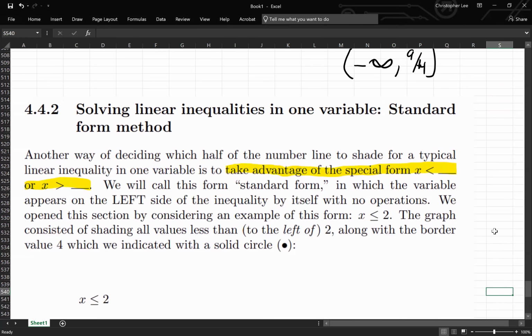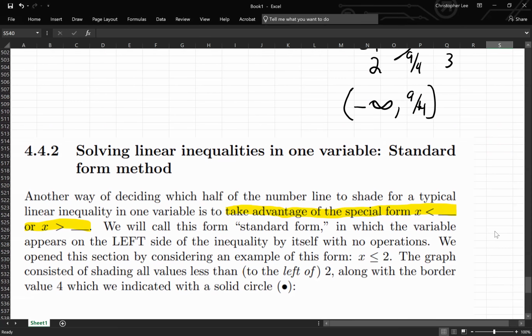So solving linear inequalities in one variable, standard form method. Another way of deciding which half of the number line to shade for a typical linear inequality in one variable is to take advantage of the special form x is less than whatever or x is greater than whatever. We will call this standard form, in which the variable appears on the left side of the inequality by itself with no operations. We open this section by considering an example of this form, x is less than or equal to 2. The graph consisted of shading all the values less than, to the left of 2, along with the border value 2, which we indicated with a solid circle.